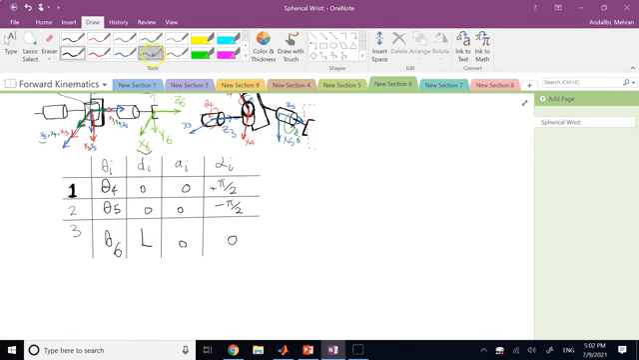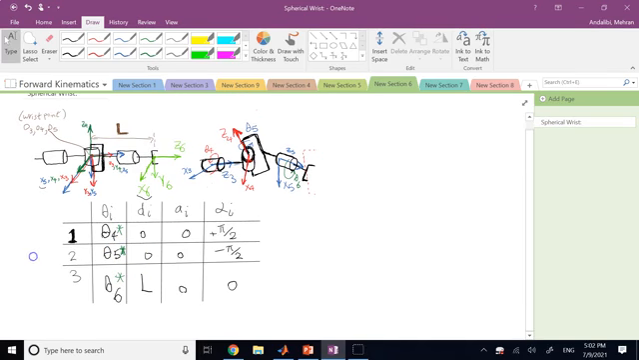And here, clearly, the thetas are the joint variables. So the only variables here are the thetas. The twists are constant or 0, and the L parameter is also constant. So these are the parameters you need for the DH table of the spherical wrist.